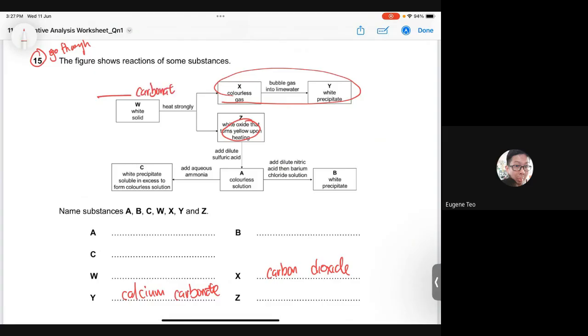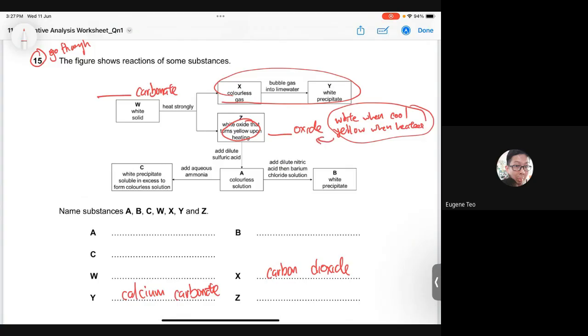Now, this is the part where it gets interesting because most of you will see here, Z, white oxide that turns yellow upon heating. So is there a reaction happening here? This is one of the interesting things about this. Z is actually something oxide. This oxide will change color when it's heated up, and when it cools down, it will turn back to white. So it's white when cool, yellow when heated. This is very unique to this particular element's oxide.